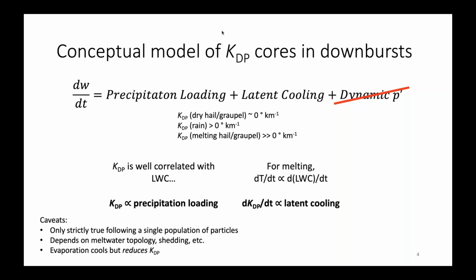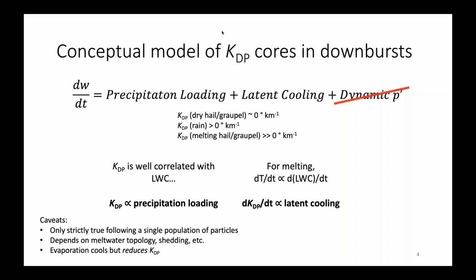So why are we interested in KDP? Well, the KDP of dry hail and graupel should remain near 0. But in rain, you're going to get appreciable KDP. And then especially in melting hail and graupel, you can have some pretty prolific KDP values. So if we look at each of these terms separately, the precipitation loading term, we know that KDP is well correlated with the liquid water content, which motivates its use for QPE applications.